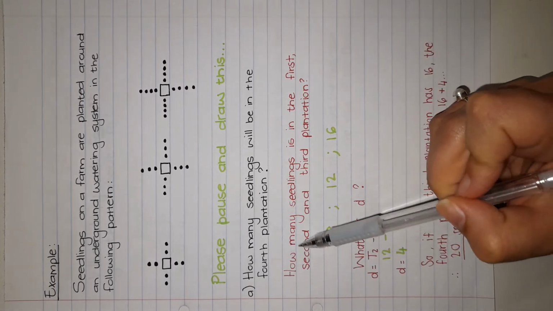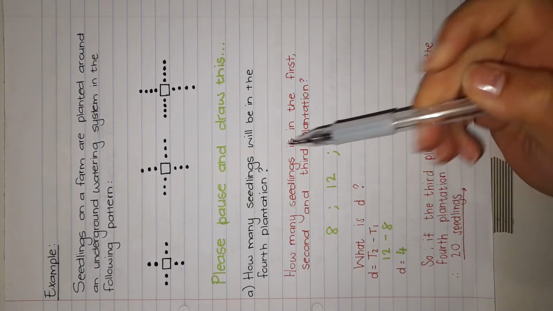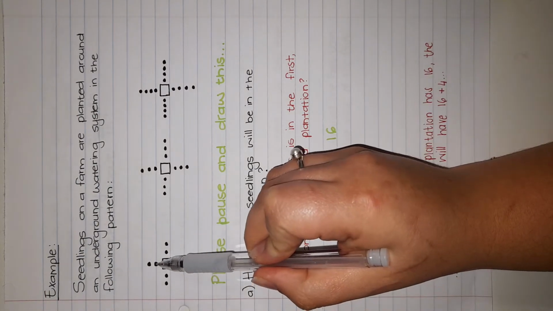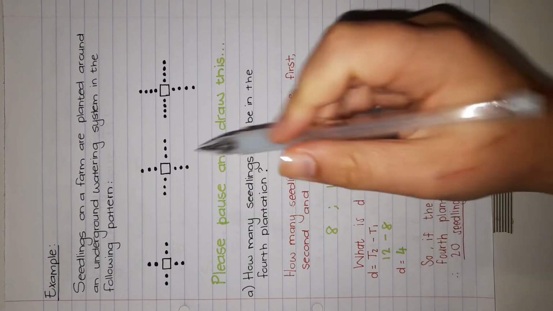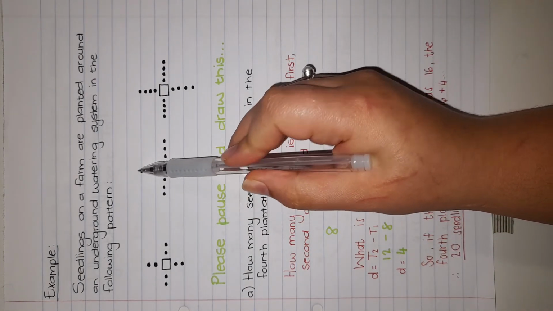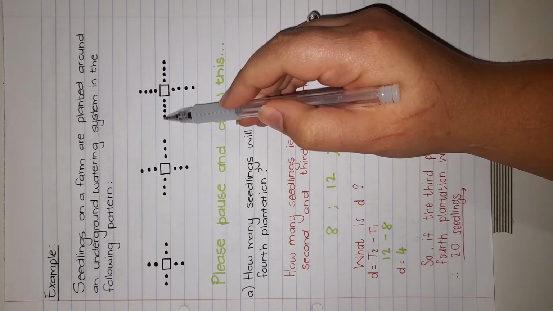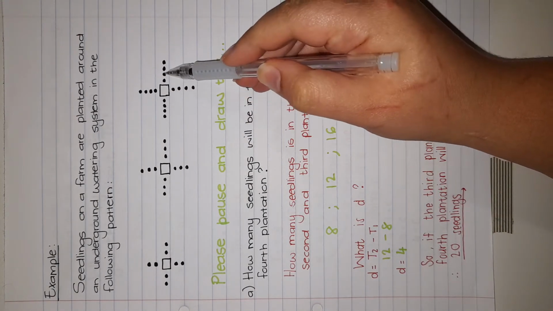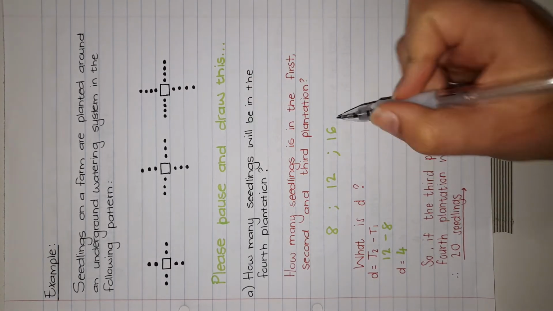So my question is, how many seedlings are in the first and second and third plantation? If we go count, it's 1, 2, 3, 4, 5, 6, 7, 8. I write down 8. 1, 2, 3, 4, 5, 6, 7, 8, 9, 10, 11, 12. I write down 12. And in my third one, 1, 2, 3, 4, 5, 6, 7, 8, 9, 10, 11, 12, 13, 14, 15, 16. And now I have my number pattern.